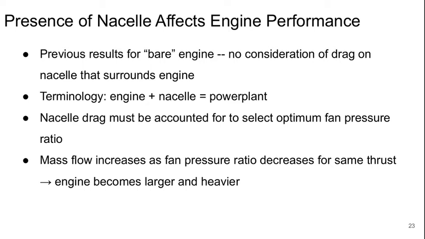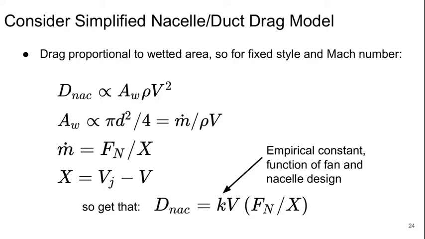We really have to account for this nacelle drag to be able to select an optimum fan pressure ratio. And the mass flow increases as the fan pressure ratio decreases for the same thrust, so the engine's getting bigger and heavier. So to try to account for this, we're going to consider a simplified nacelle and duct drag model.